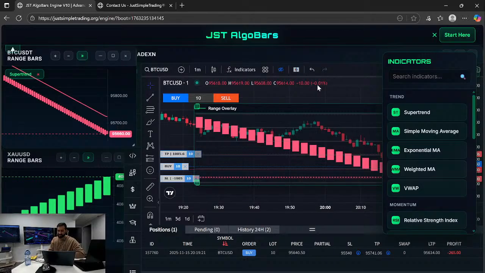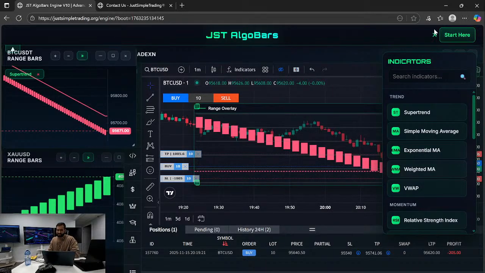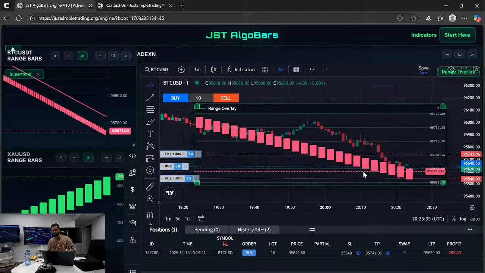Now obviously you can add your SMAs and EMAs, and see if they're crossing. You can wait for these confirmations. Here's the thing: we built them. I usually just enter on range bar reversals, but they're available to you guys.